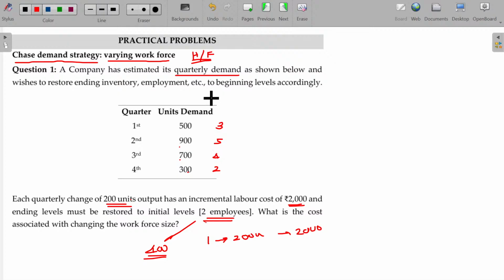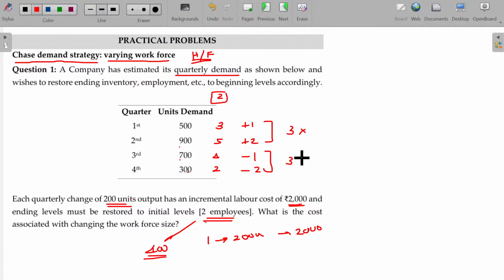Currently we have how many employees? 2 employees. But because of the first quarter's excess demand, I recruited 1 extra. Again here I recruited another 2 extra compared to the first quarter. Then I sent 1 employee out, and then I terminated another 2 employees in the 4th quarter. Is that okay? So in and out. For every situation, 3 additional recruitments, 3 terminations.